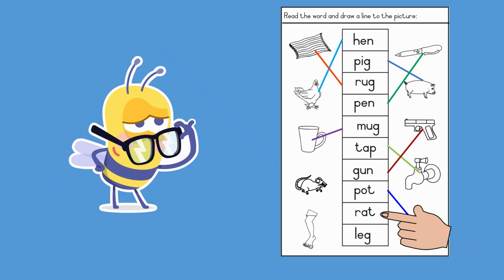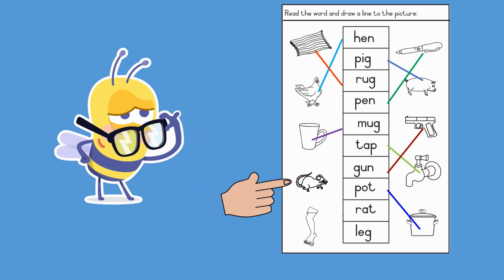Let's go to the next word. What is this word? Yes, rat. Did you find the picture of a rat? And draw a line from the word rat to the picture.